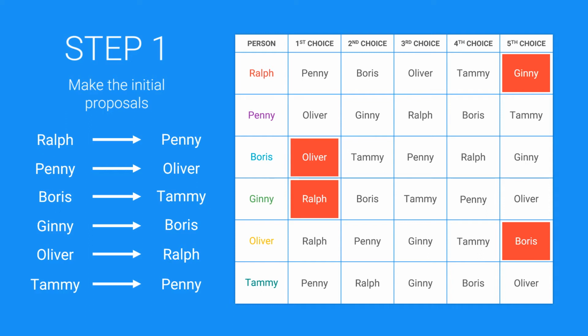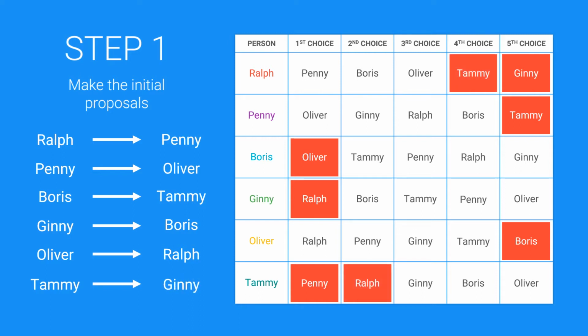So Tammy, undeterred, moves on to Ralph. Ralph also rejects her, as he prefers Oliver. So third time lucky, she proposes to Ginny, who accepts. Once everyone's been proposed to, and they've accepted their proposals, we can move on to step 2.